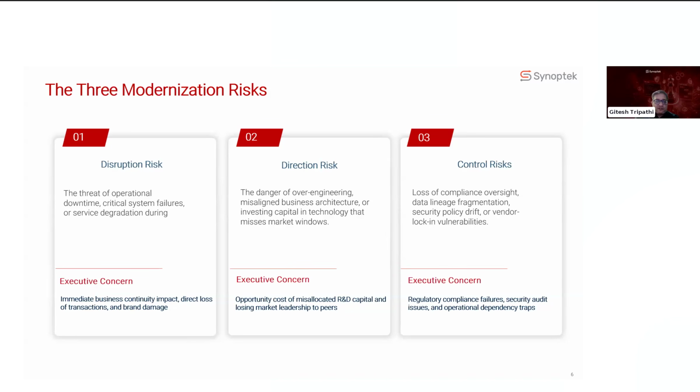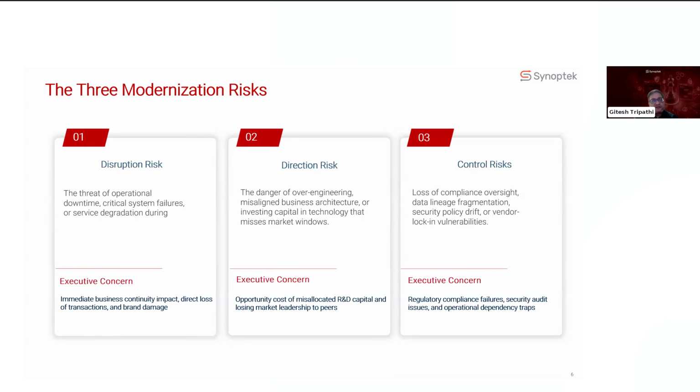Next up, the three modernization risks that I will be discussing today. The first one is the disruption risk. Let's align on why so many well-funded transformation programs slow down or stall entirely. Modernization isn't a singular technology task. It represents three distinct systemic risks that leaders must govern continuously.